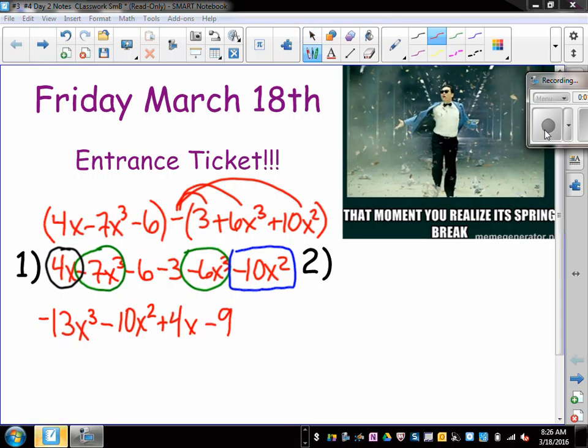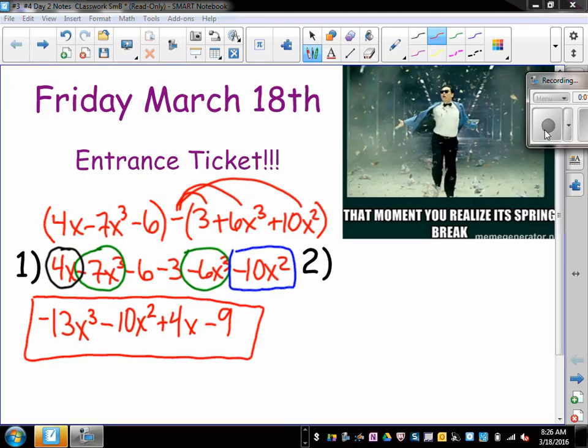Alright, so it should be in standard form, and it goes from the highest exponent to the lowest, which we have done. So on one version, this is your answer number 1. On the other version, that's your answer number 2. Negative 13x cubed minus 10x squared plus 4x minus 9. So just mark the term that they got wrong in their answer. We're just marking right or wrong.